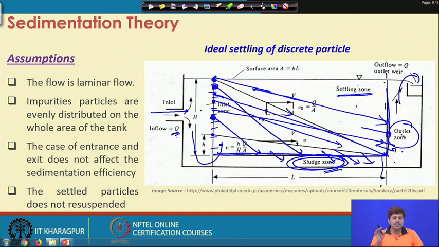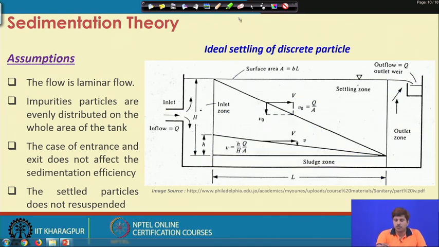An ideal settling basin works on certain assumptions. The first assumption is that the flow is laminar, and the impurity particles are evenly distributed in the whole area of the tank. The entrance and exit do not affect the sedimentation efficiency of the settling zone, and the particles which are settled do not resuspend or come back into the system. So, these are the set of assumptions on which ideal settling of discrete particles works.